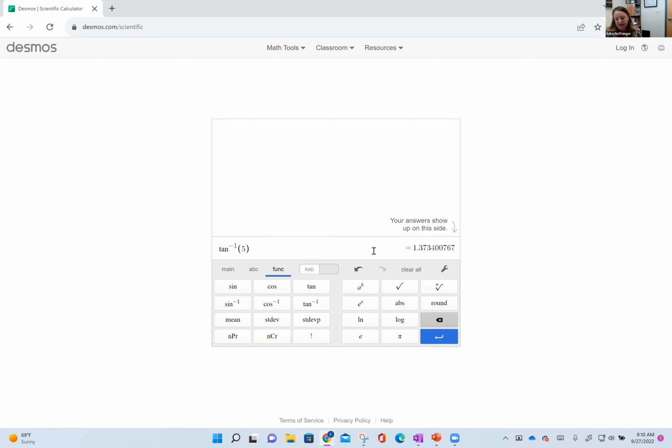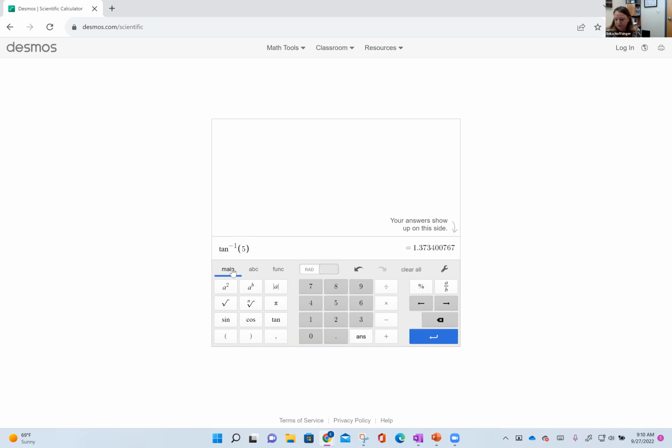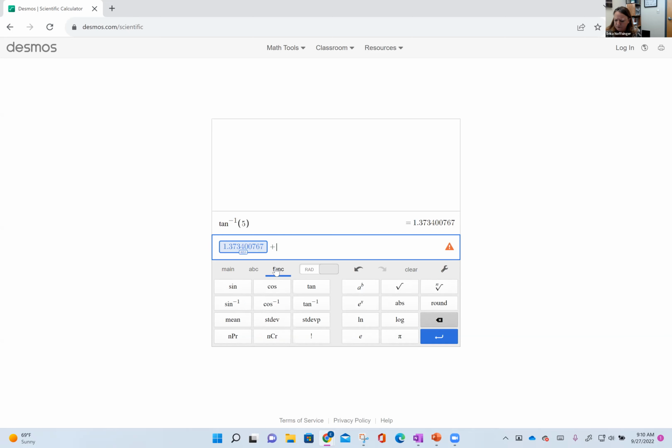And if I move that reference angle into my third quadrant, I would be adding pi. So answer, let me put answer in here, plus pi. And here's pi, which would get me back about 4.51. So we have two solutions here, 1.37 and 4.51.